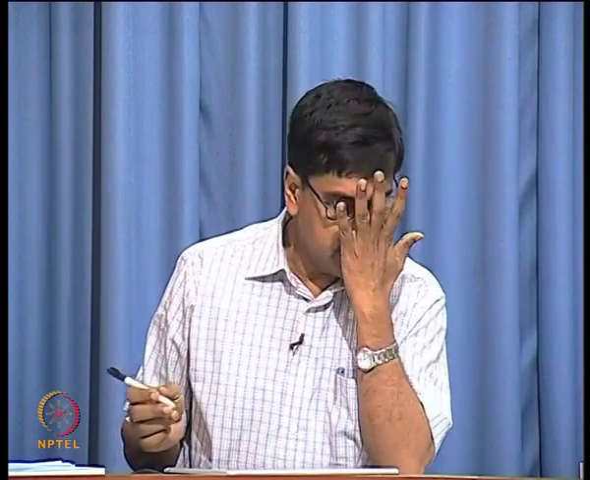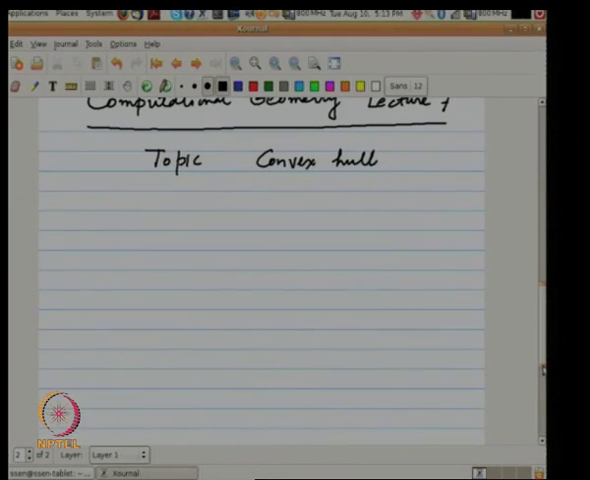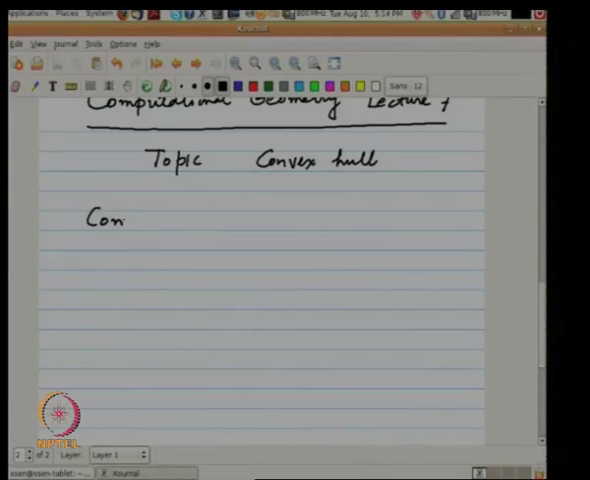Okay, so convex hulls, I believe many of you will be familiar with, but nevertheless, let me go through some of the formal definitions. Before defining even the convex hull, let me define the notion of what is called a convex set. This is in the geometric setting. So, a convex set, let us say.